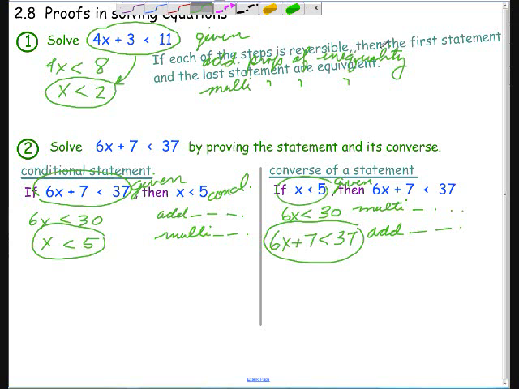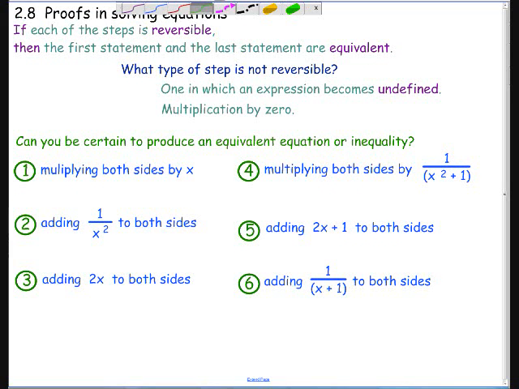If each of the steps is reversible, then the first statement and the last statement are equivalent. I've just demonstrated that. But we haven't talked about what kind of step is not reversible. Well, if I have one where an expression becomes undefined, and I'll show you one in just a moment, or if I multiply by 0. So either one of these is a step which is not reversible, and I cannot be sure that I can take the converse, and the converse will be true.